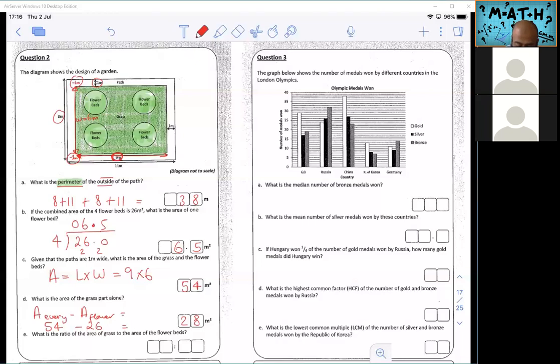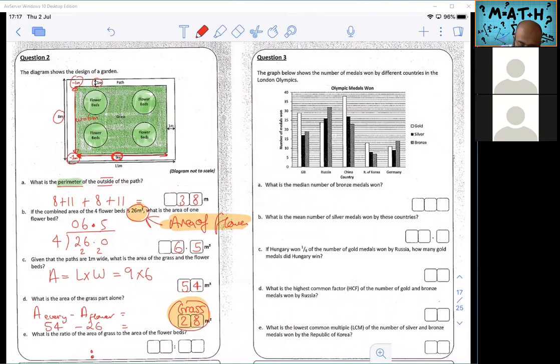Next question, please. What is the ratio of the area of grass to the area of the flower beds? Okay, well, this is the area of the grass right here, what you just worked out. This is the area of the flower bed, which is over here. So we have those two numbers that we need to think about, this number here and this number here. So which number do we put first?